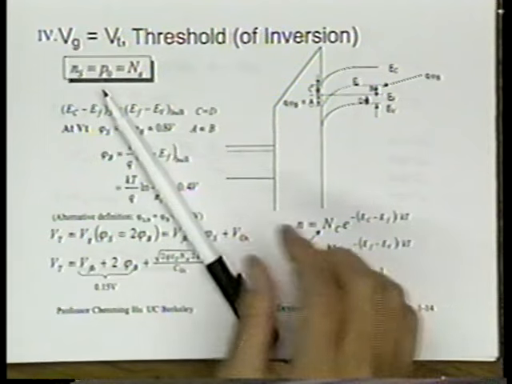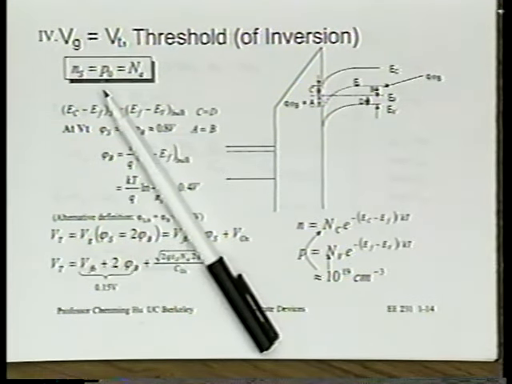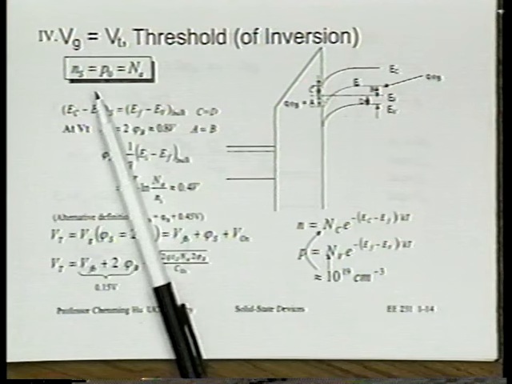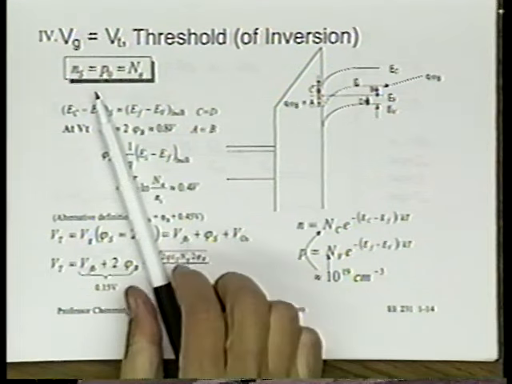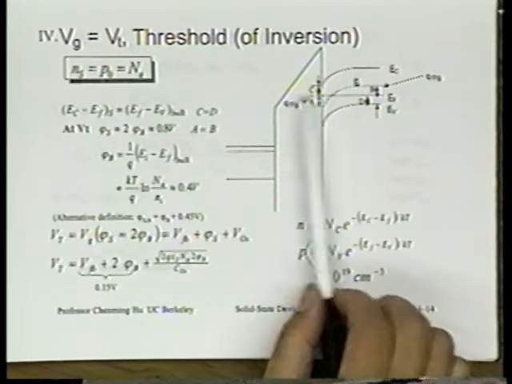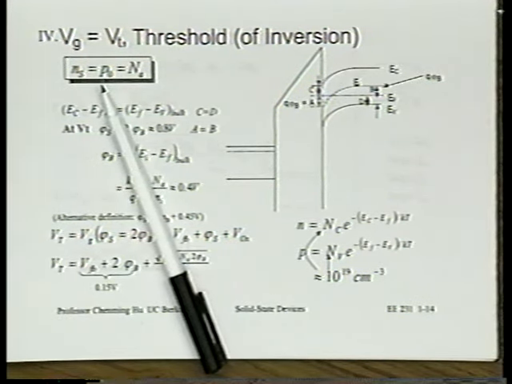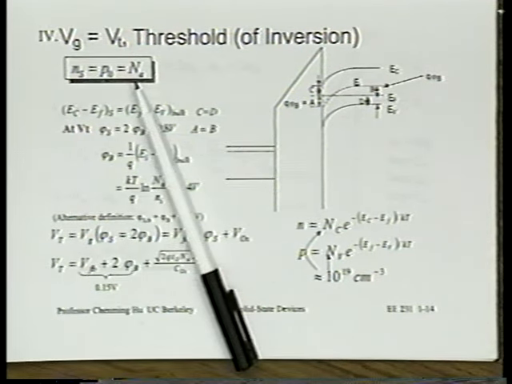And the definition of inversion is certainly a good question for discussion. But the one that I think we all learned from our first course in MOS theory is that we define the threshold as the voltage which will bring the electron concentration at the surface, NS, to be equal to the equilibrium hole concentration, and therefore equal to the doping concentration. That's a definition, and there are a few other definitions that are equivalent to this.